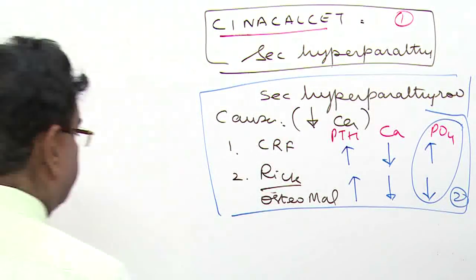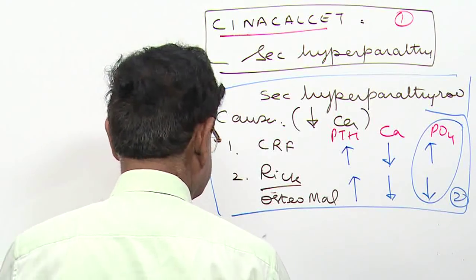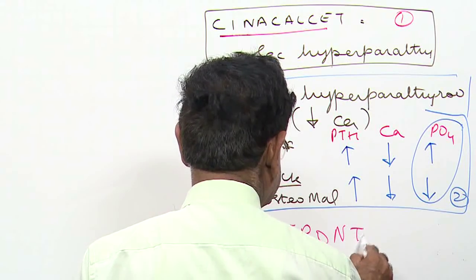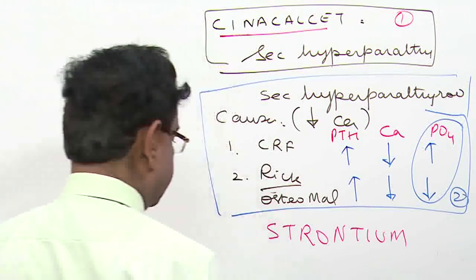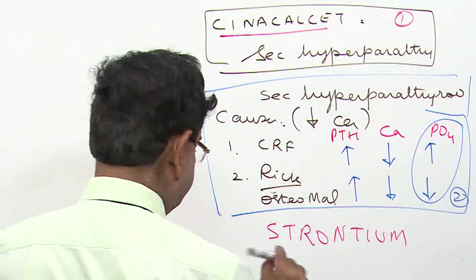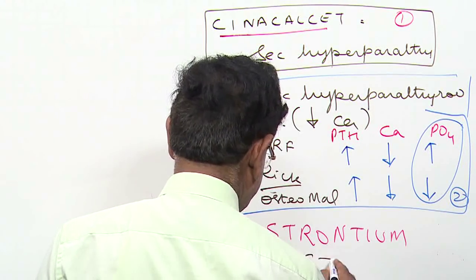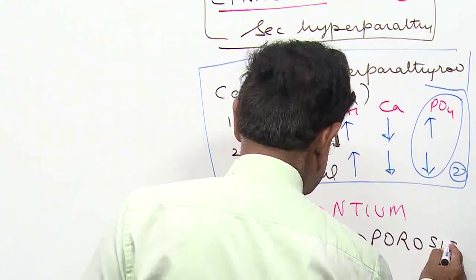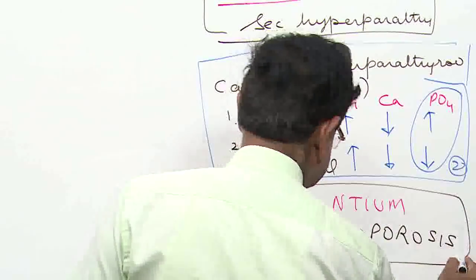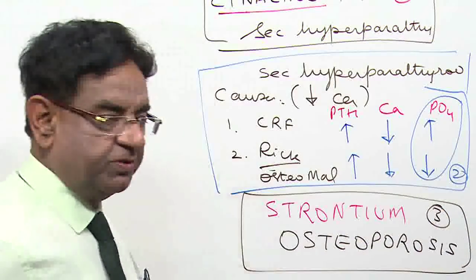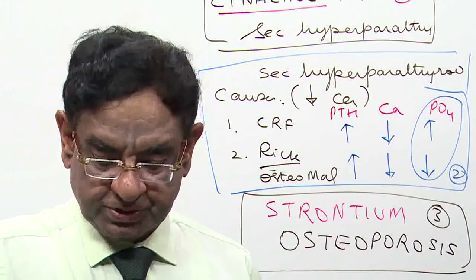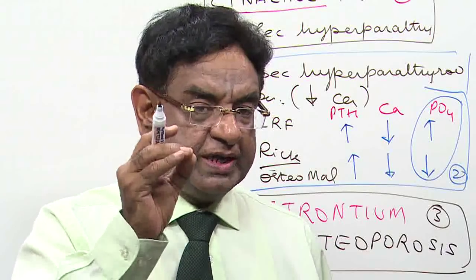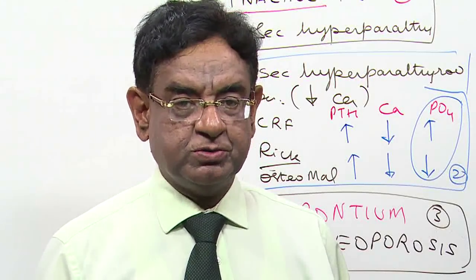Now we got one new drug, so called strontium. Strontium is the one drug that we are using for osteoporosis. Box number 3. Strontium we are using for osteoporosis.